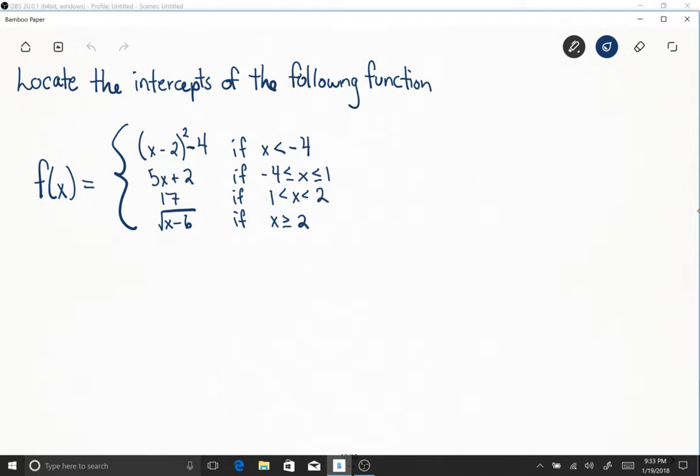Locate the intercepts of the following function. So you have f of x equals the quantity x minus 2 squared minus 4, and that's only if x is less than -4. Then you have 5x plus 2, then you have 17, and then you have the square root of x minus 6. So the easiest one, though, of all these is the y-intercept.